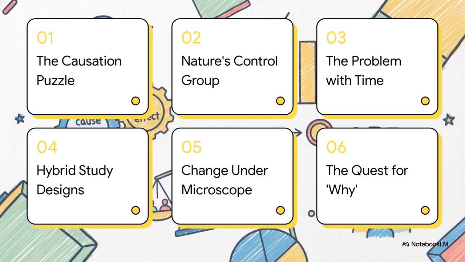Here's the game plan. We're going to start with the core puzzle of causation itself. Then we'll look at how nature gives us its own perfect experiment with twins. After that, we'll tackle the tricky problem of time. And finally, we'll see how all these incredible tools come together in the search for why.